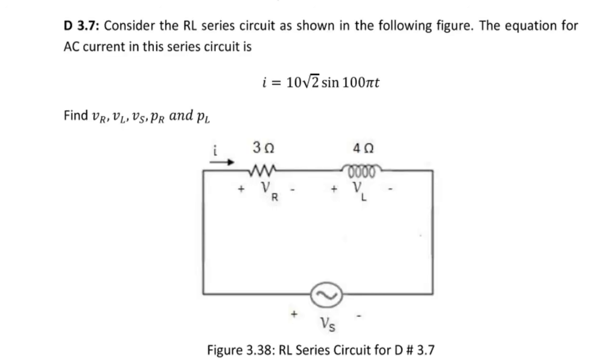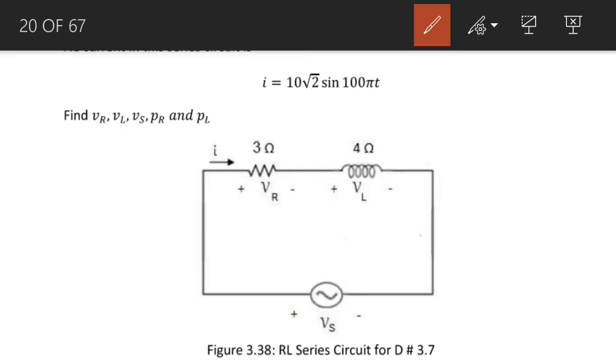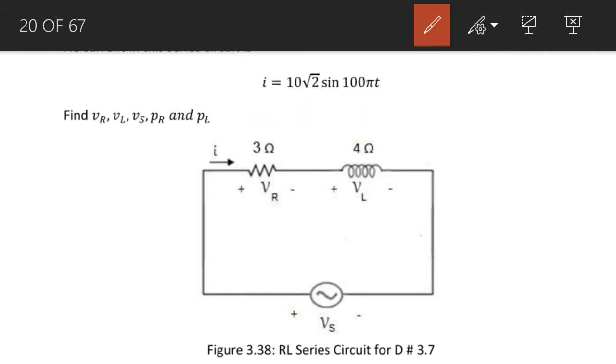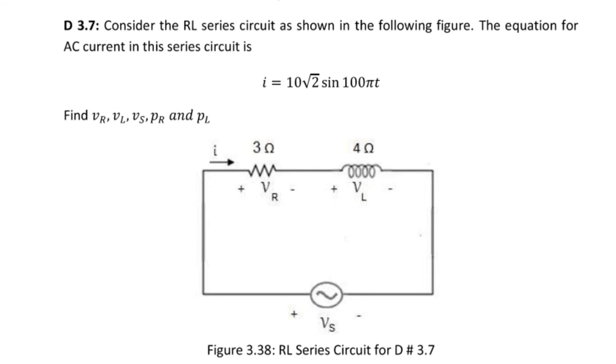So let us do a numerical question. Here is the equation for the AC current in this series circuit. The resistor of this series circuit is 3 ohm. The inductive reactance is 4 ohm, and the equation for the current is known, that is 10 under root 2 sine of 100 pi t. So the equation for the current in this series circuit is known.